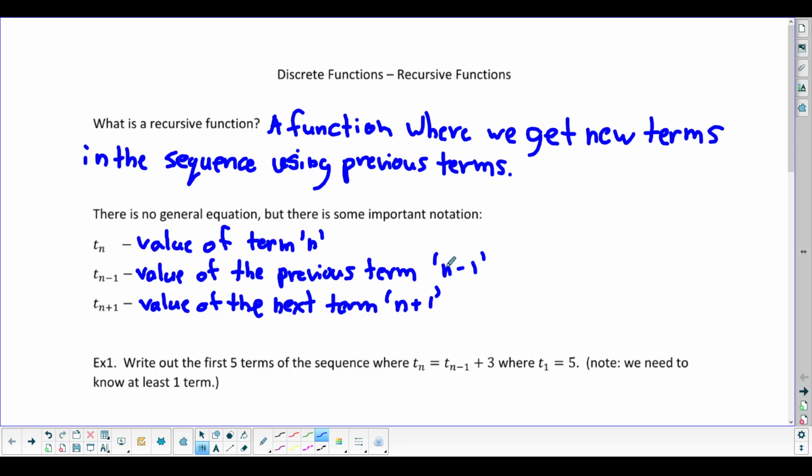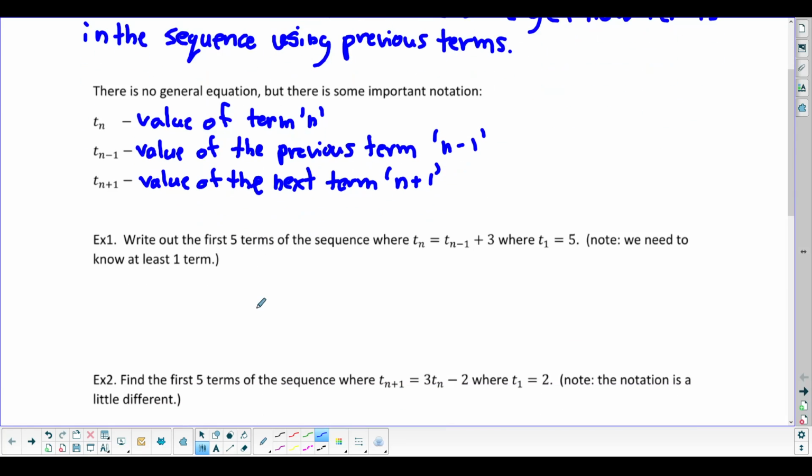Okay, so let's see how this works. For our first example, we're going to write out the first 5 terms of our sequence, where t of n is equal to t of n minus 1 plus 3. So what does that mean? That means the term we're trying to find is equal to the term before it, the previous term, plus 3. And it also tells us that term 1 is 5. So if we start writing out our sequence, 5 is term 1. We already know that one, so we only need to find 4 more.